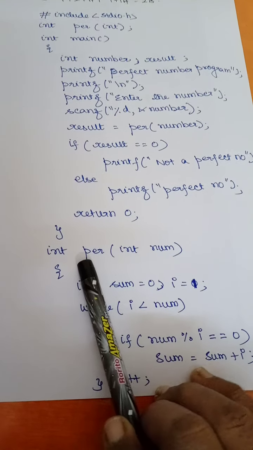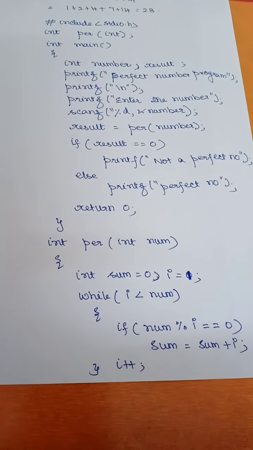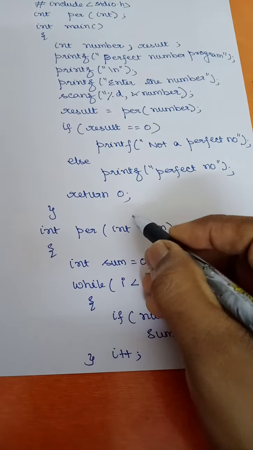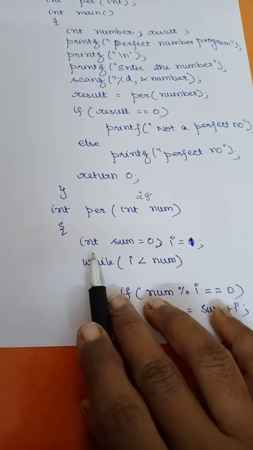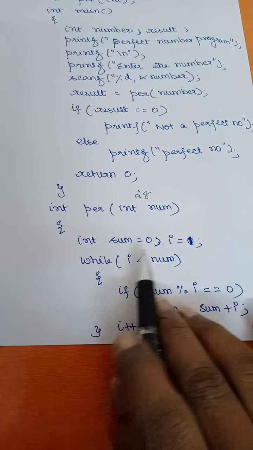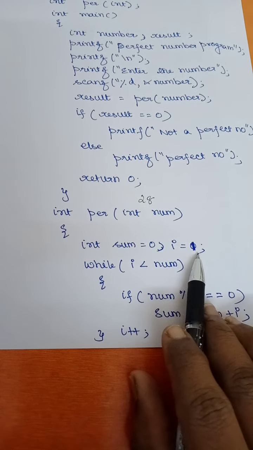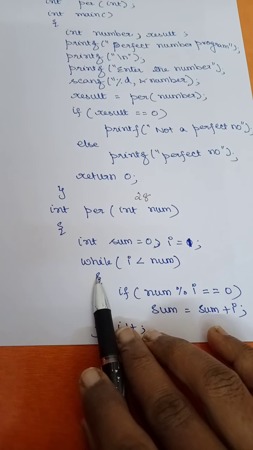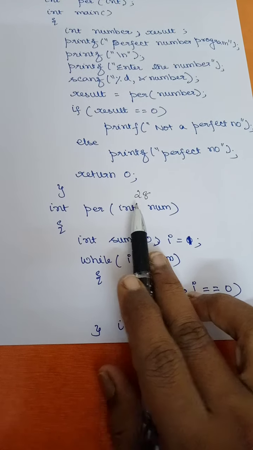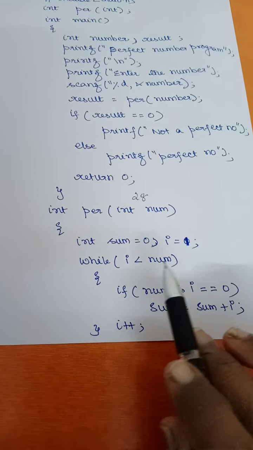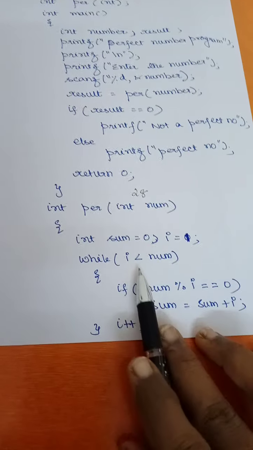So here this is going to be the function. Here the number is going to be passed. Let us take the same example, 28, right? So here I am going to declare some local variables. So int sum is equal to 0 and i is equal to 1, right? So I am going to check whether i is less than num. So till I reach 28, I can try all the numbers, whether that is going to be the divisor for that particular number.